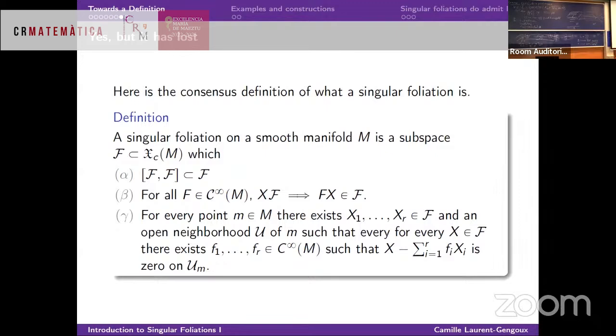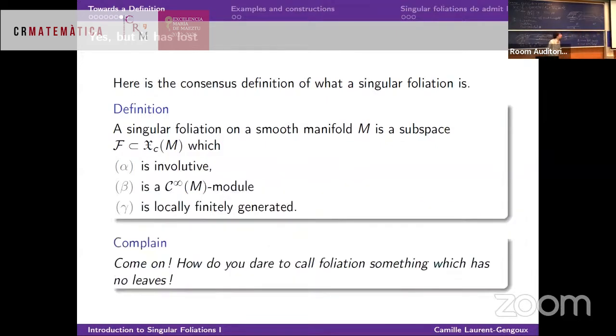So, if I were you, I would complain. I mean, how can I call that a singular foliation? I just have a stupid family of vector fields, and there are even no leaves, right? This cannot be called a singular foliation. Show me the leaves. Okay. And so, first of all, what do you think the idea is behind that? What is F supposed to be of the leaves we don't have yet?